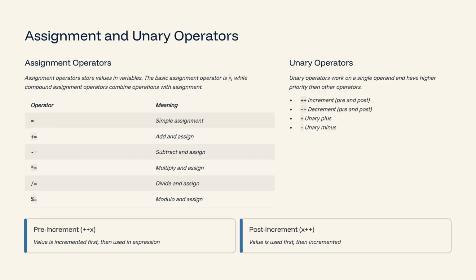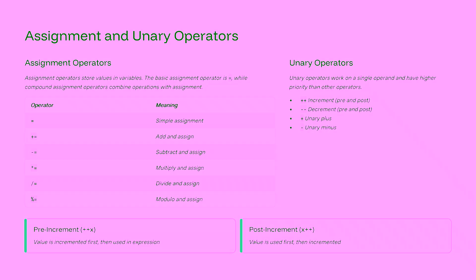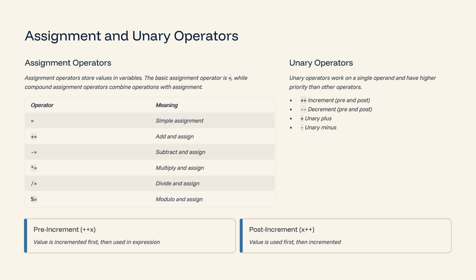Now we will see the different types, post-increment and pre-increment. If we take x plus plus, it is going to use the current value and then increment. If you take pre-increment, plus plus x, it is going to first increment and then use the value.